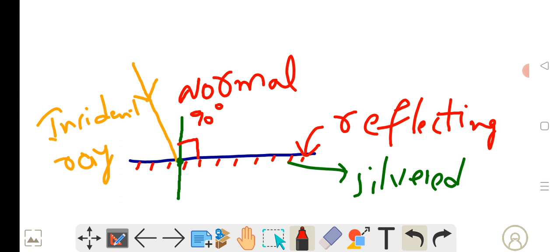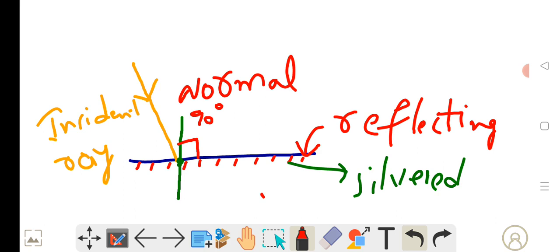Next, as we have the incident ray and normal, the incident ray will bounce back, isn't it? How does it bounce back? It always bounces back to the other side of the normal. Remember, this is very important. It always bounces back to the other side of the normal. I hope all of you understood this.